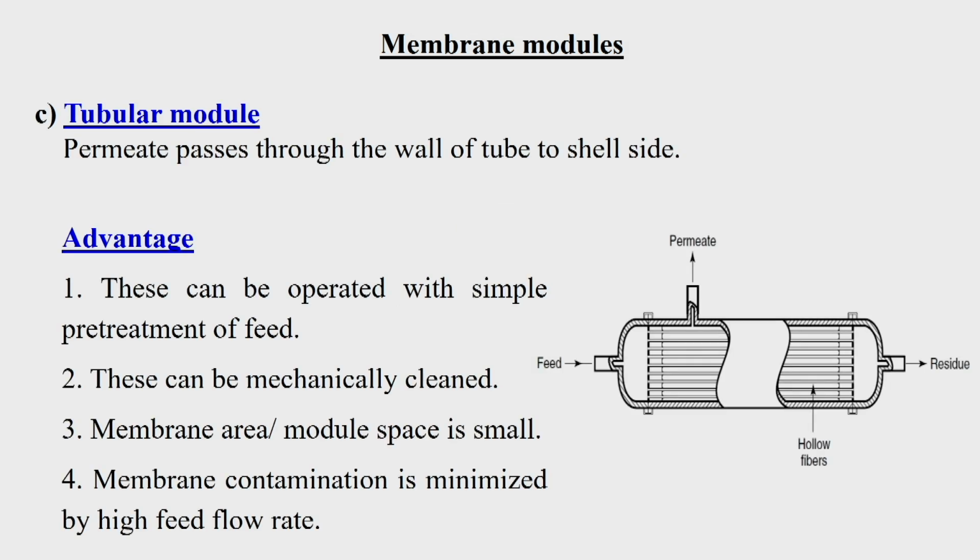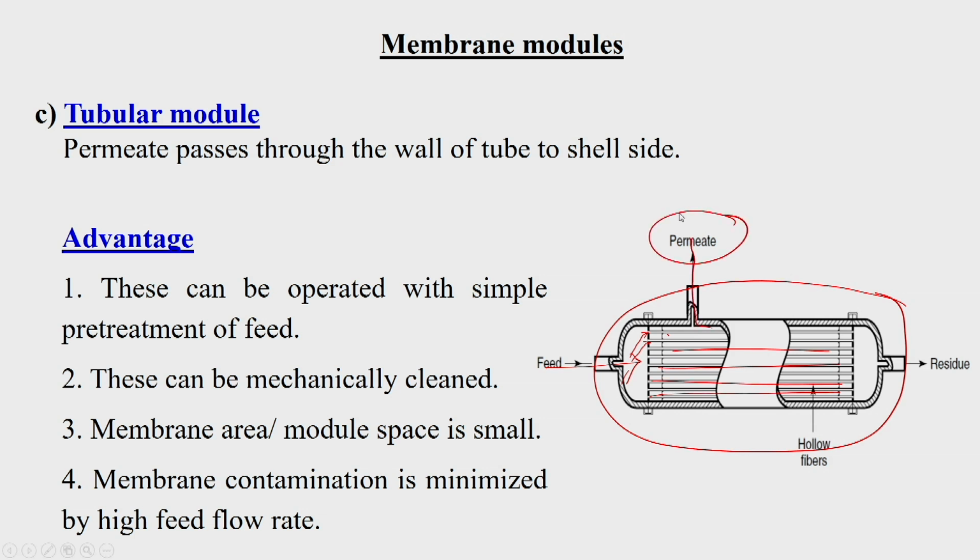Okay, then the third type is the tubular module. It is simply like a shell and tube heat exchanger. All these tubes are placed inside one chamber like this, and the feed enters from one side of this tubular system. The feed is then distributed among all the tubes, and from the tube side the permeate will be collected and taken out from the system.